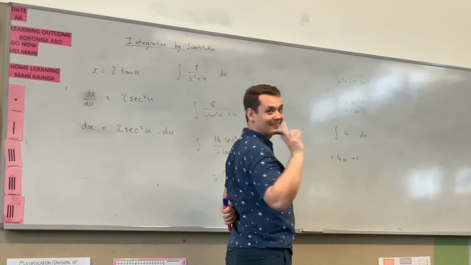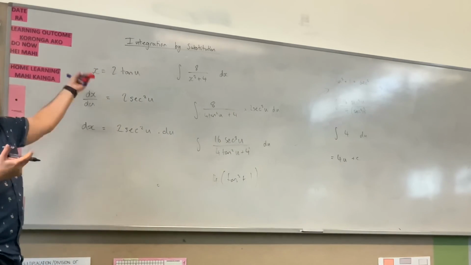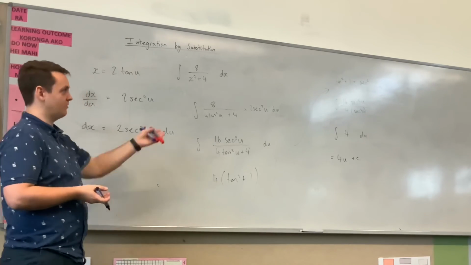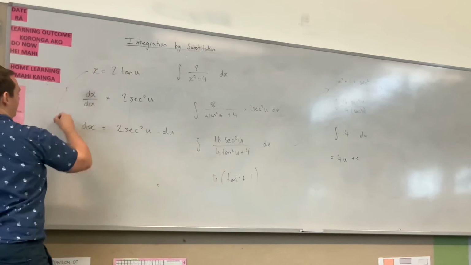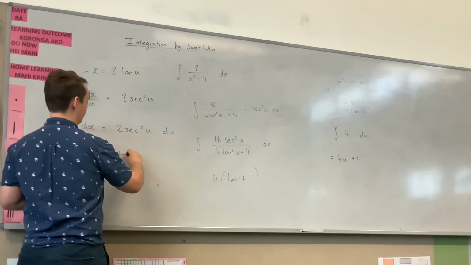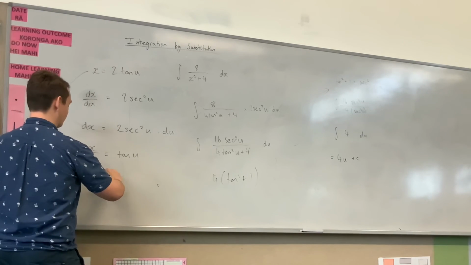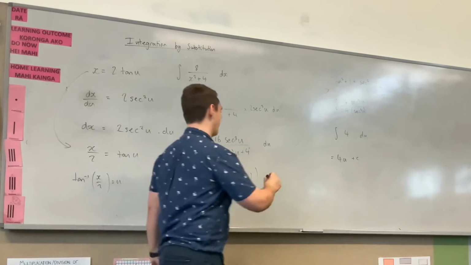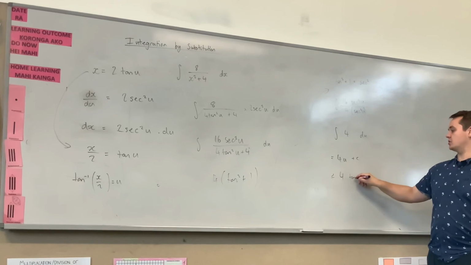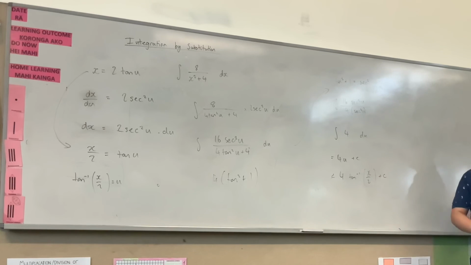Now, this is where we need to consider the rearrangement for finding out what u is. So it felt very easy up to this point, obviously. But we need to rearrange this. x over 2 is tan u. So that must mean the inverse tan of x over 2 is equal to u. So when I replace it over here, we get 4 lots of inverse tan x over 2 plus c.